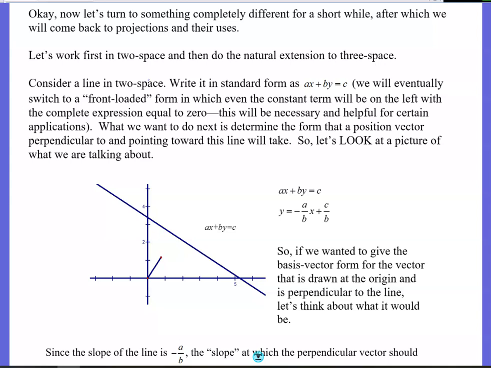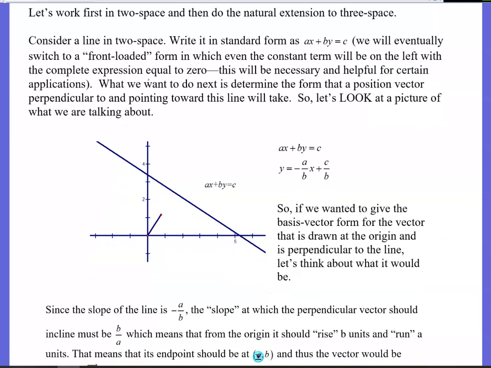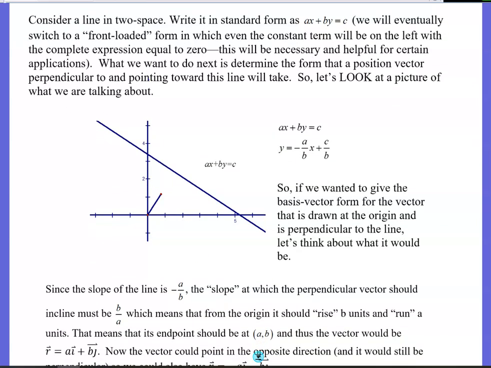All right, so consider a line in 2-space. Write it in standard form. Eventually I'm going to switch to something called a front-loaded version, which is basically when I set it equal to 0, so I also bring the C over. I will deal with that in a minute. What we want to do is determine the form that a position vector, which just means it starts at the origin, that's perpendicular to the line and pointing towards the line, will look like.